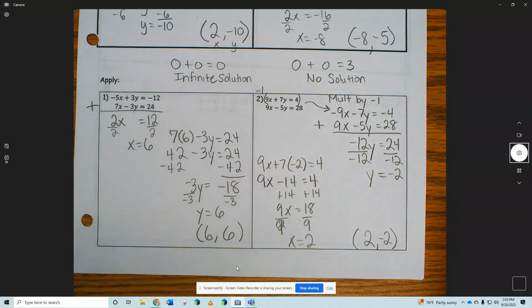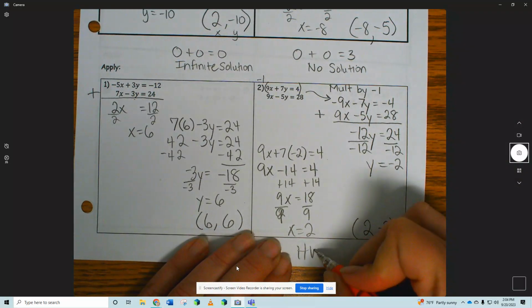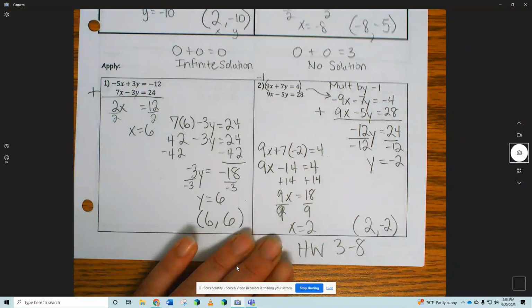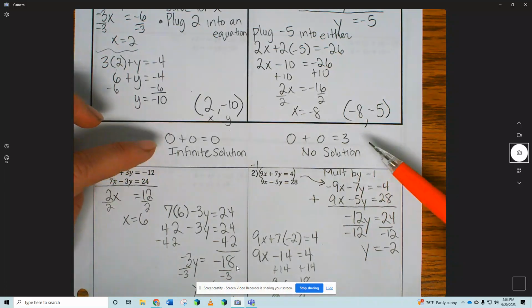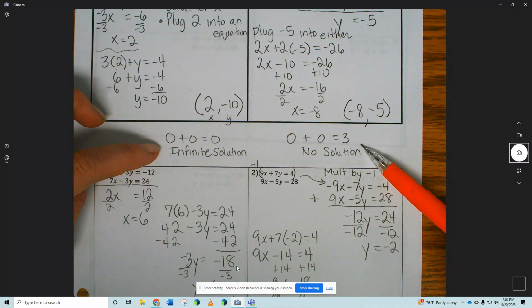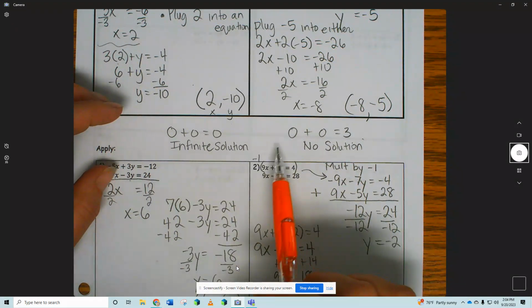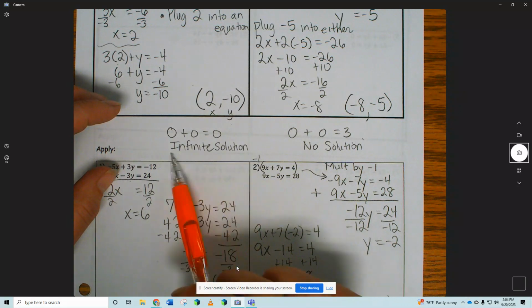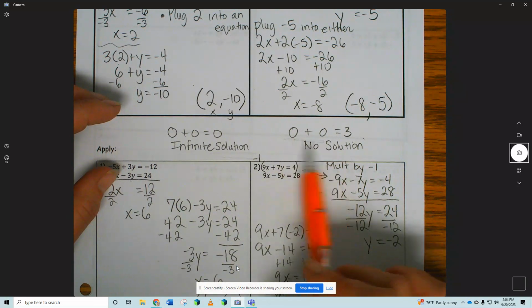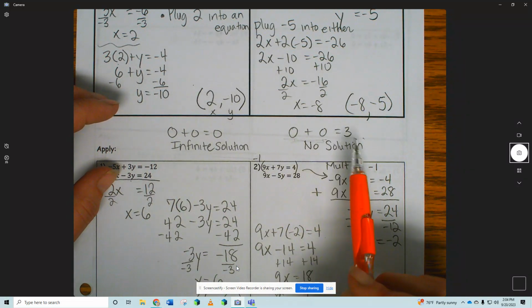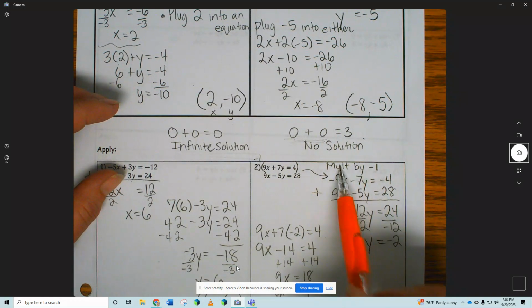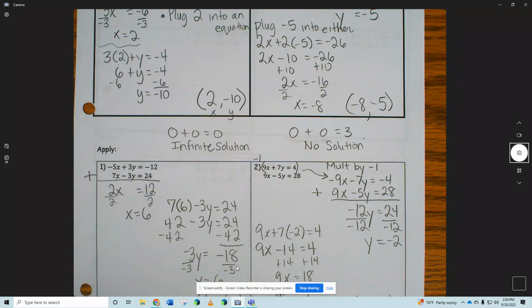Okay. Your homework, 3 through 8. Now remember, did you see this? Oh yeah. If it doesn't add up together, if everything blanks out, 0, 0, 0, zeros all the way, that's going to be an infinite solution answer. If the x's and y's cancel, but there's still like a random number, that's no solution. You're going to get that on the back side. So get started on 3 through 8. I'm going to stop the video.